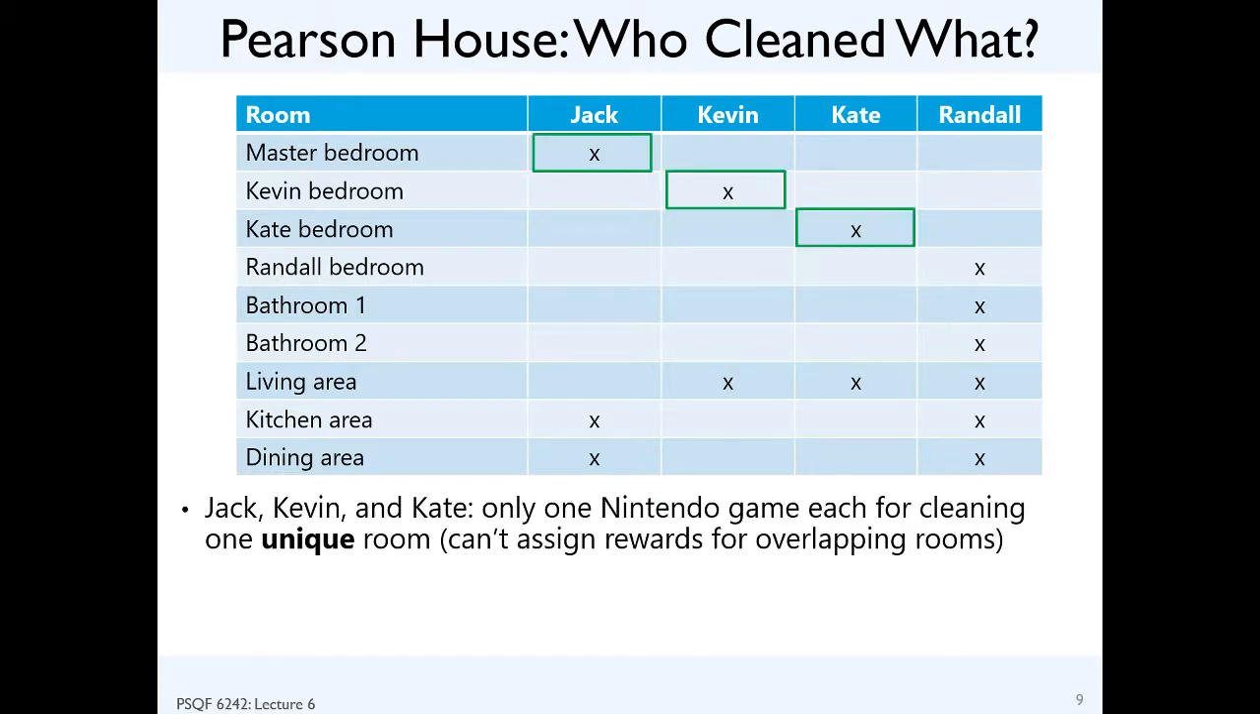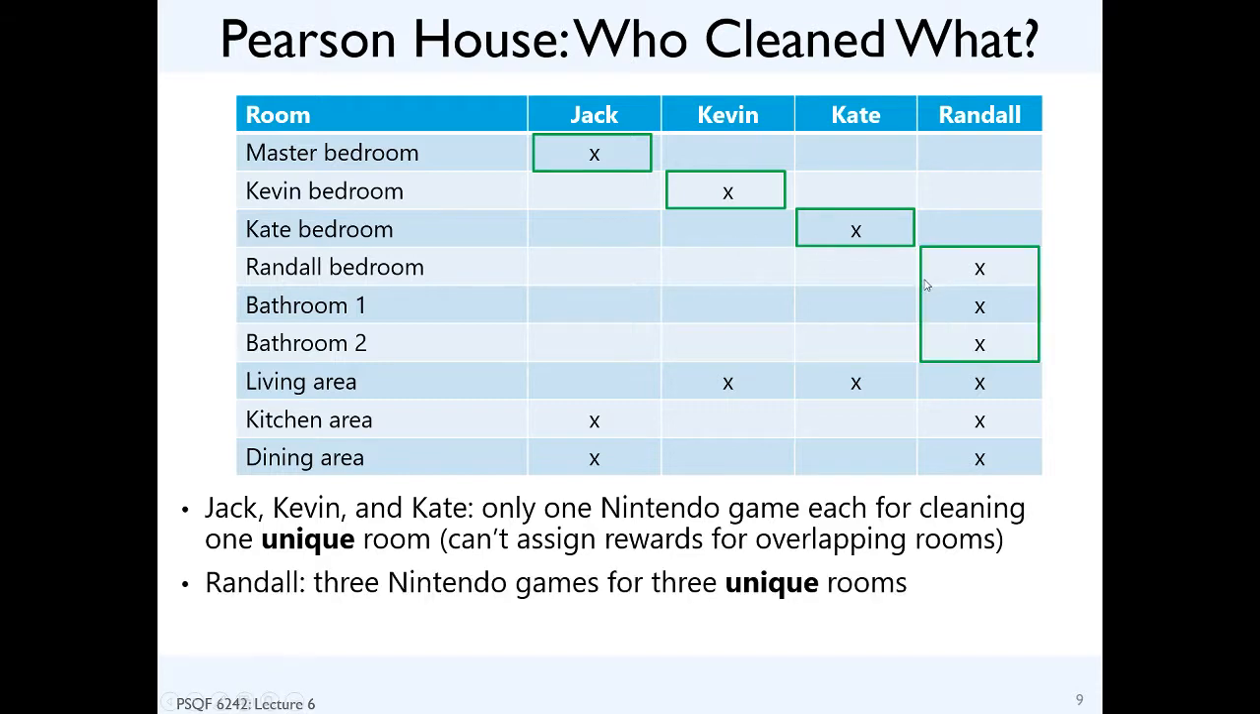So we start with Jack, Kevin, and Kate, who each managed to clean their own bedroom. No one else cleaned their own bedroom, so they each get 1 game. Randall did too, but now he's next. Now Randall cleaned 3 rooms that no one else did. He gets 3 games because Randall is a perfectionist overachiever, and that's just how he rolls. Now what about the bottom here?